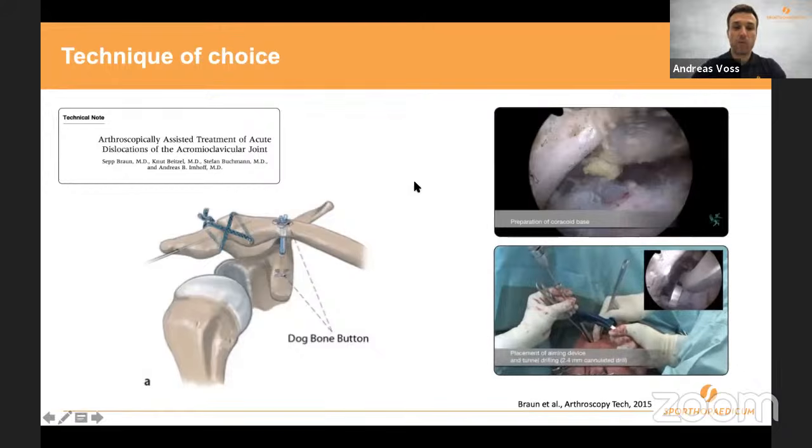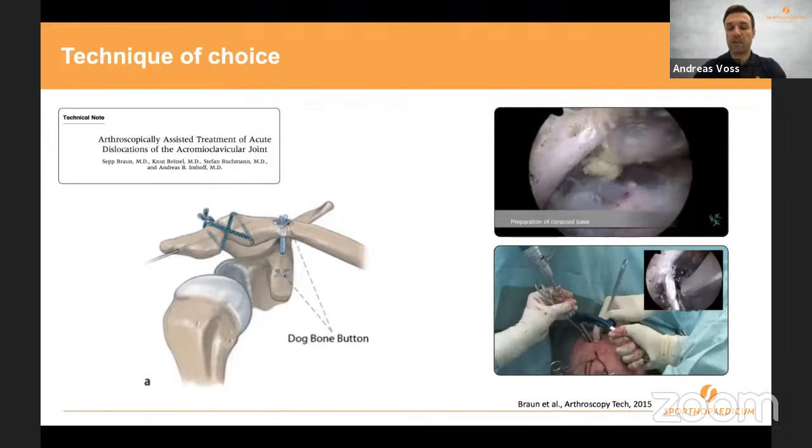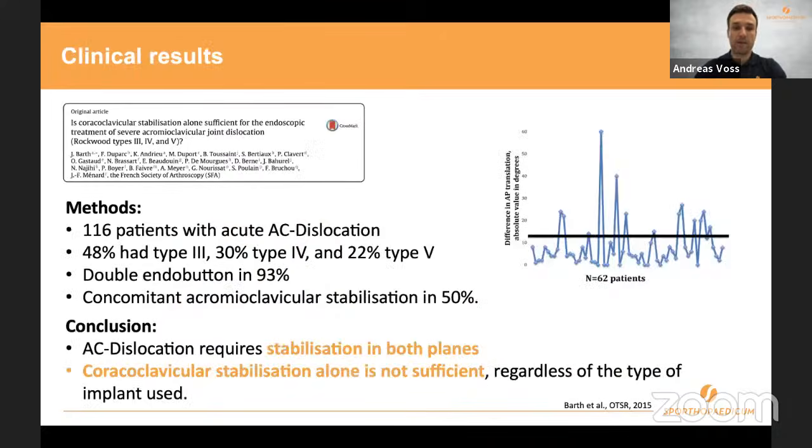So basically we reconstruct the AC joint using these cortical buttons on the top and on the base of the coracoid with some sutures in between to reduce. And then we also address the AC capsule using a cerclage. As I mentioned before, it doesn't matter what kind of cerclage, at least you have to do and add one cerclage.